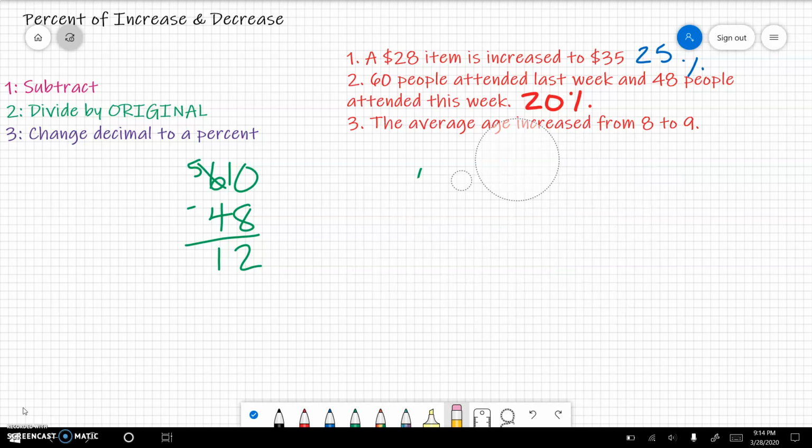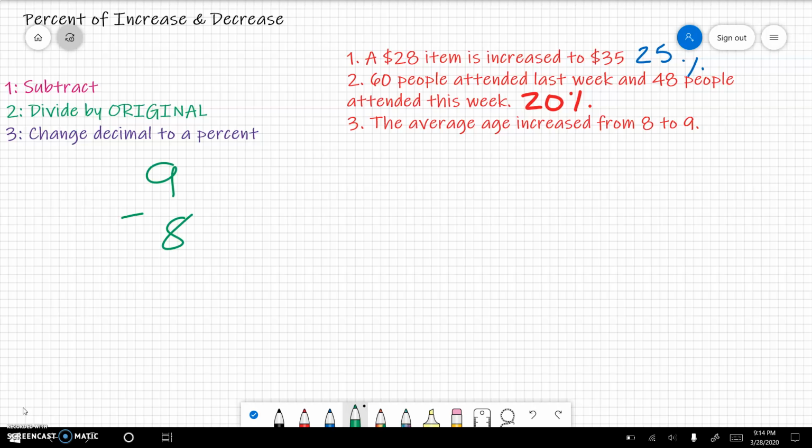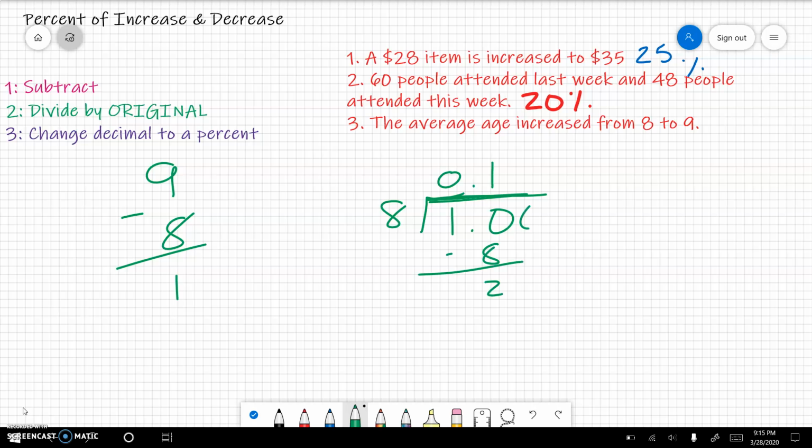Okay, now we're going to look at my final example. So number 3 says the average age increased from 8 to 9. Okay, step 1, subtract 9 minus 8, 1. 1 divided by the original amount. So it started at 8. 8 goes into 1, 0 times. Add a decimal and a 0. 8 goes into 10 1 time. 1 times 8 is 8. Subtract and get 2. Add another 0.